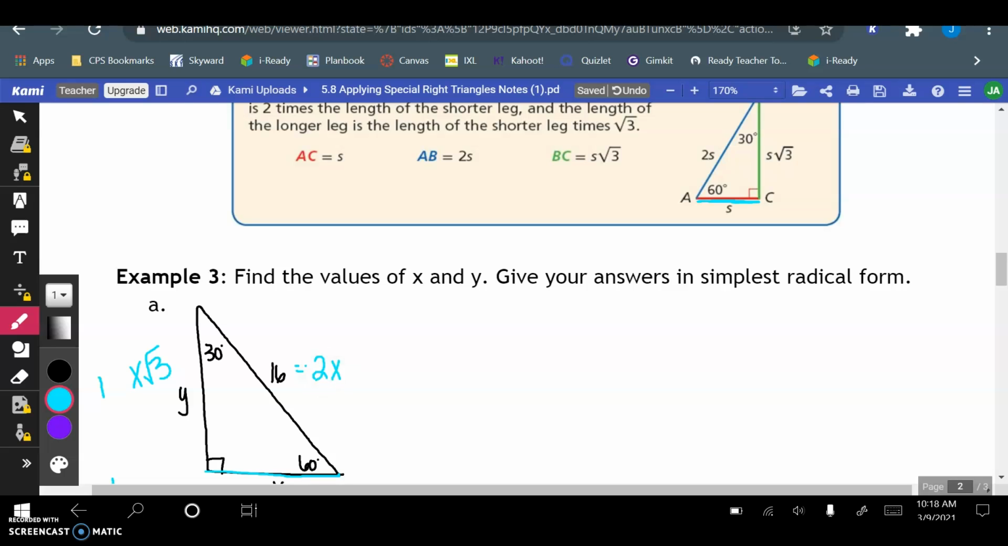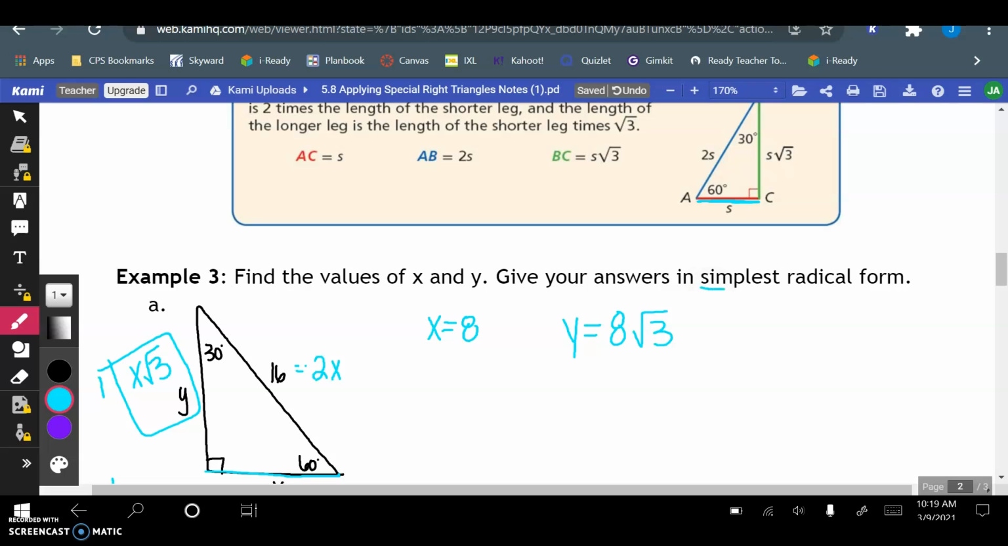So using that piece of information, we are able to figure out 16 equals 2 times x. Well, then x must be 8, because 2 times 8 is 16. So we figured out x. Now we have to figure out y. Well, y is over here, and we just said that it was x times the square root of 3. Well, we know now that x is 8. So 8 times the square root of 3.